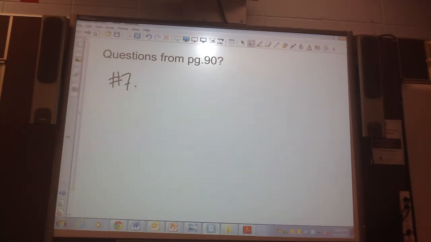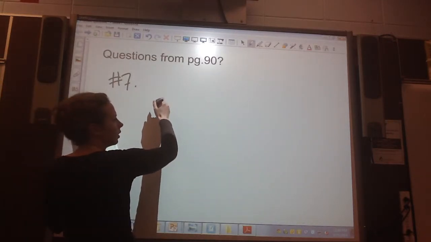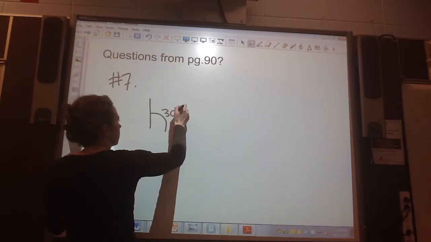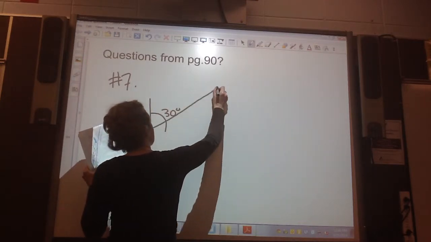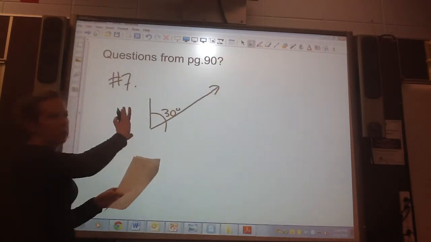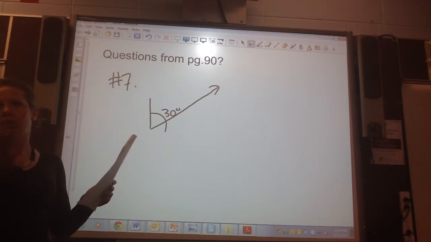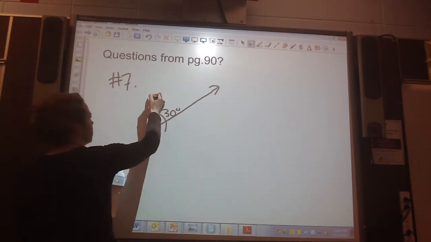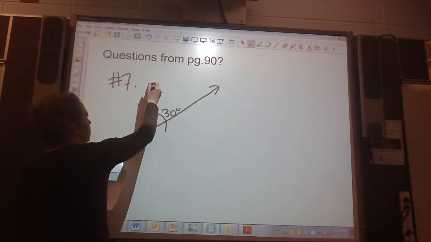A pellet gun fires a pellet with a velocity of 355 meters per second, 30 degrees. What is the magnitude of the vertical component of the velocity at the moment the pellet is fired? Okay, so it's fired at 30 degrees, and that's in the bearing or navigator's degrees. So we know it's 30 degrees of the first northern axis.